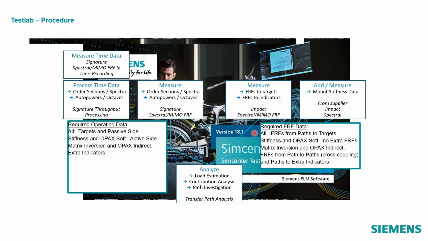Required FRF data, all methods, we need the FRFs from the paths to the targets. The mount stiffness method and the OPACS soft, we don't need any extra FRFs. For matrix inversion and OPACS indirect, you need the FRFs from the paths to themselves to study cross-coupling, and you need the FRFs from the paths to the extra indicators.